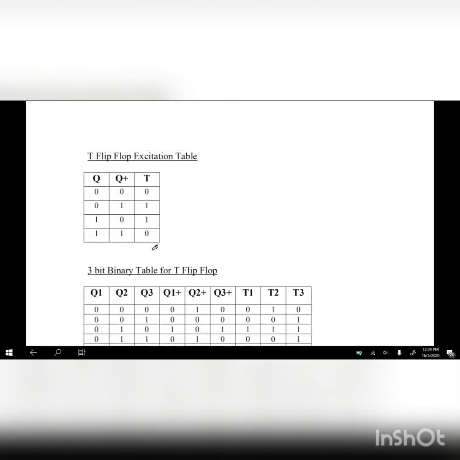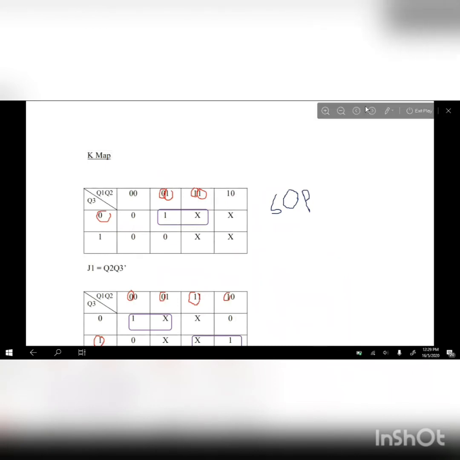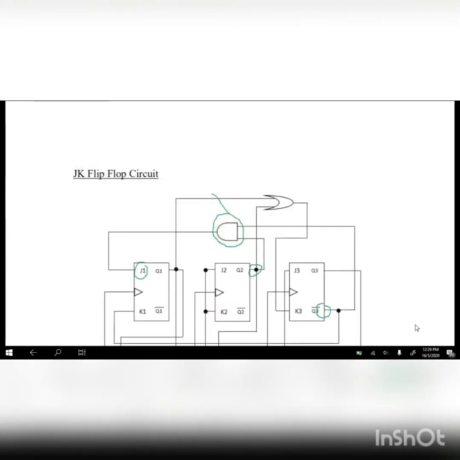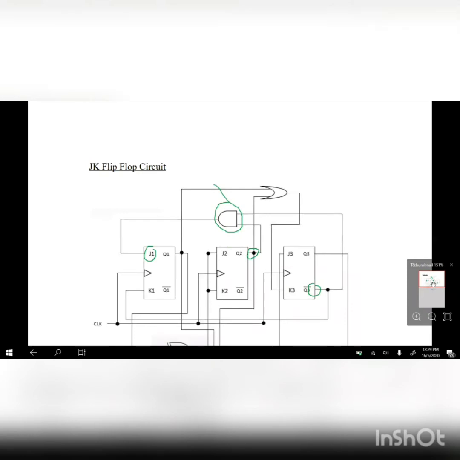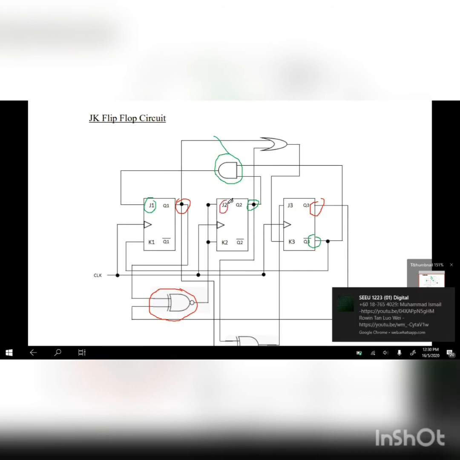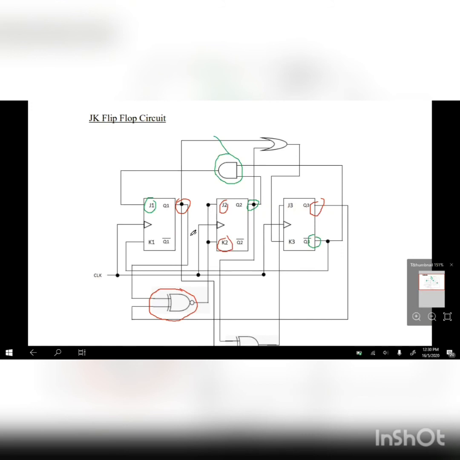Let's look at another one, which is J2. J2 is an XNOR gate of Q1 and Q3. You need to take note that for J2 and K2, the inputs are the same, which is the XNOR gate of Q1 and Q3. So this is the XNOR gate, and your input is for J2 and K2. Please take note of this.